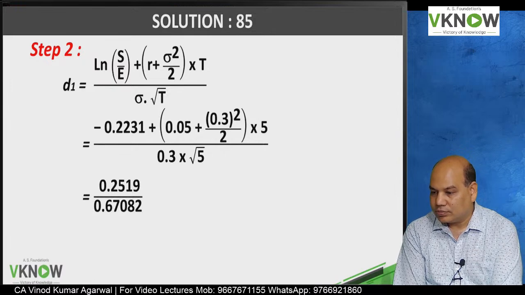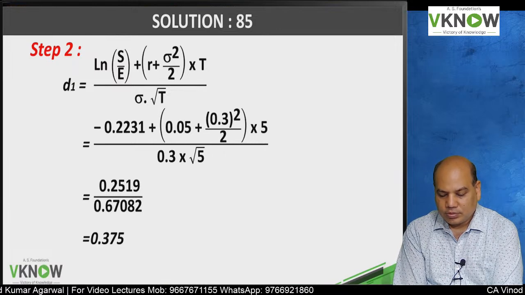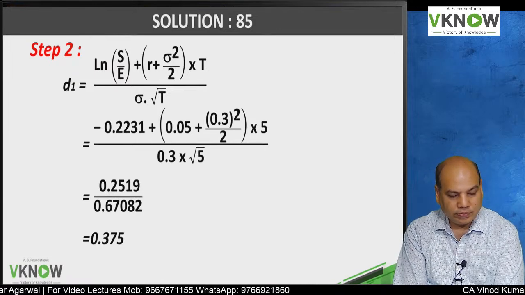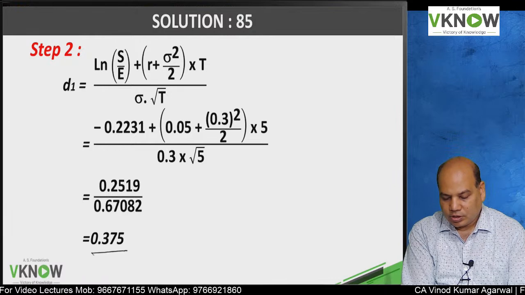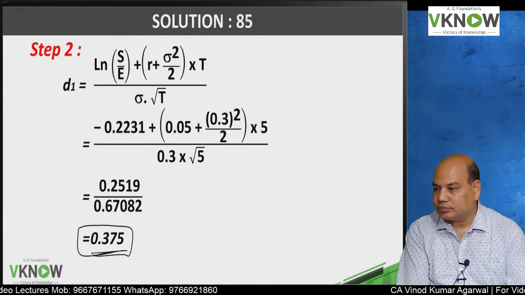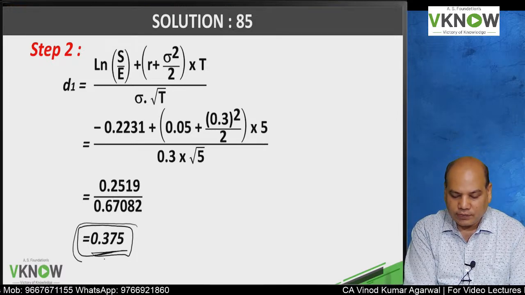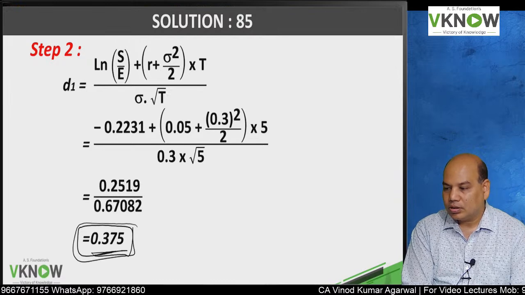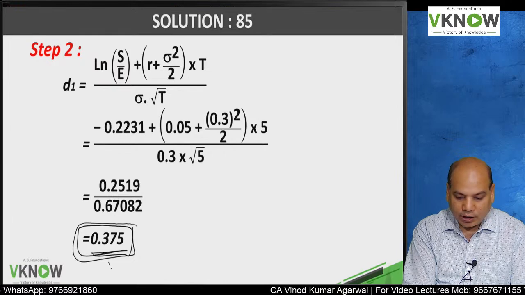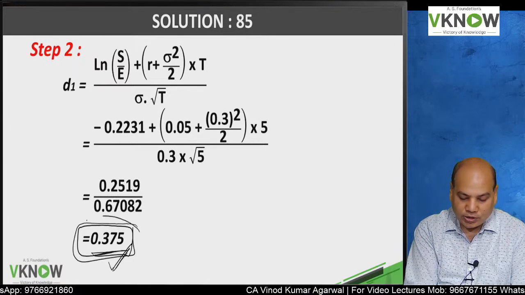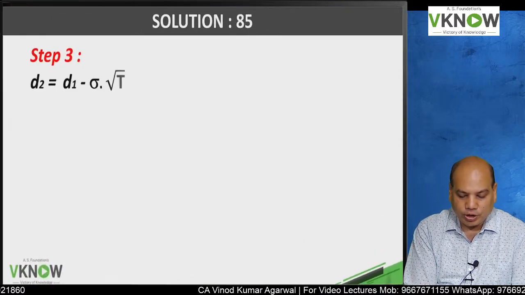So the answer is, numerator is 0.2519, denominator is 0.67082, and check the final answer. Is it 0.375? Please confirm. Okay, and that is why in the question the value of D1 0.375 was given. That was the reason, because D1 is coming to 0.375.